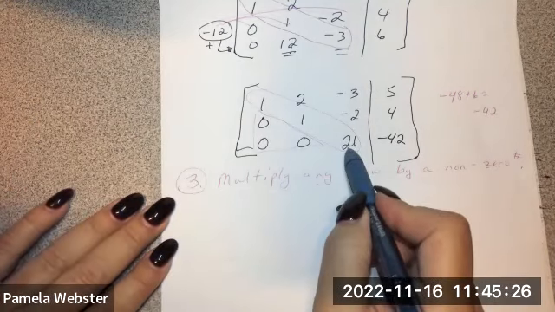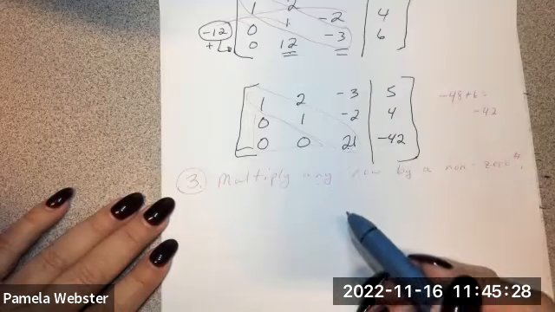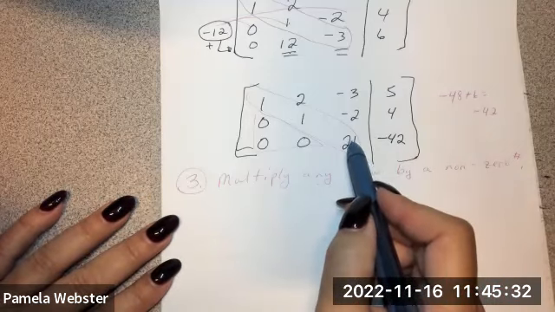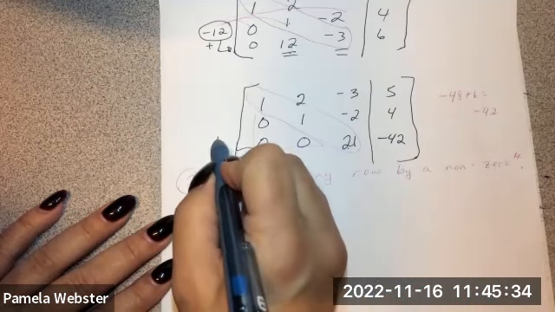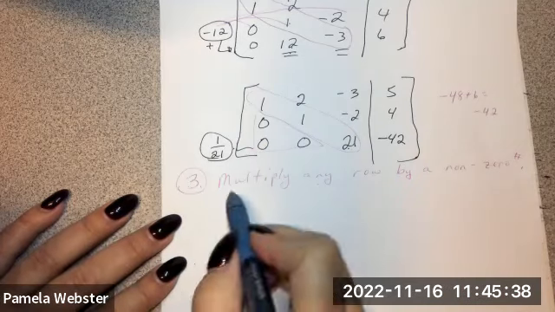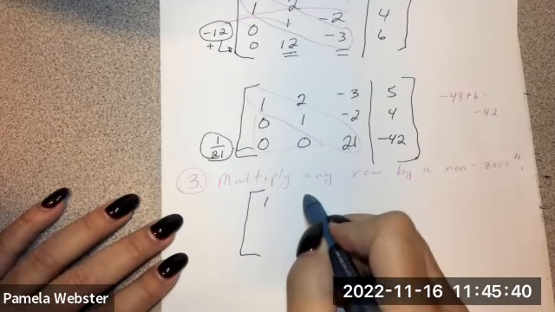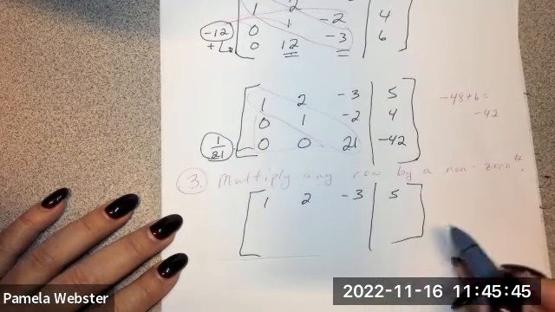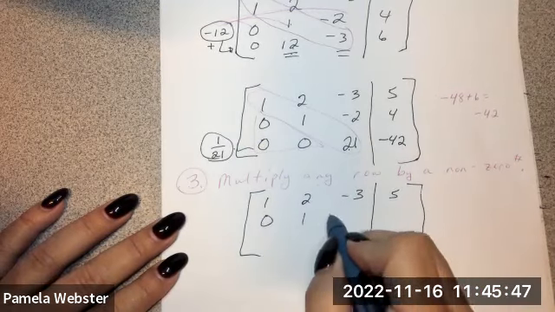So here I say, look, it's 21. I want that to be a 1. So it's a little tricky. I'm going to multiply it by a fraction, 1 over 21, and that will make it happen for me. You just have to think, oh, I want to divide by 21, but we're multiplying, so that makes it a fraction.